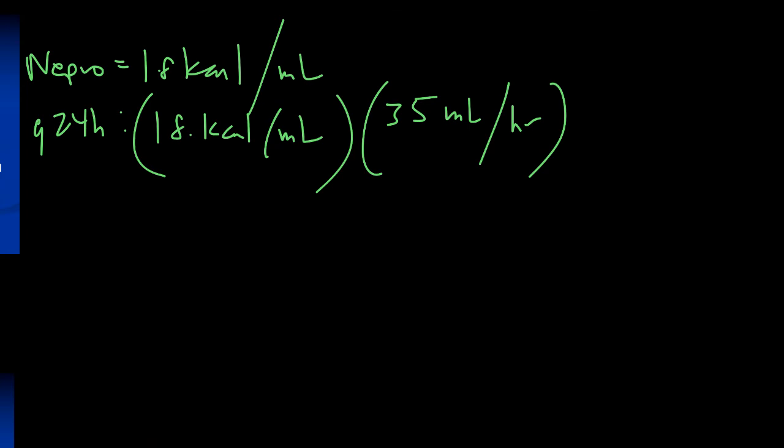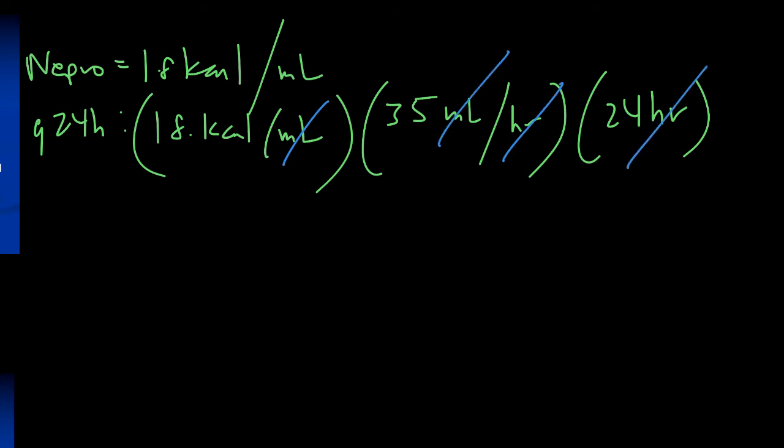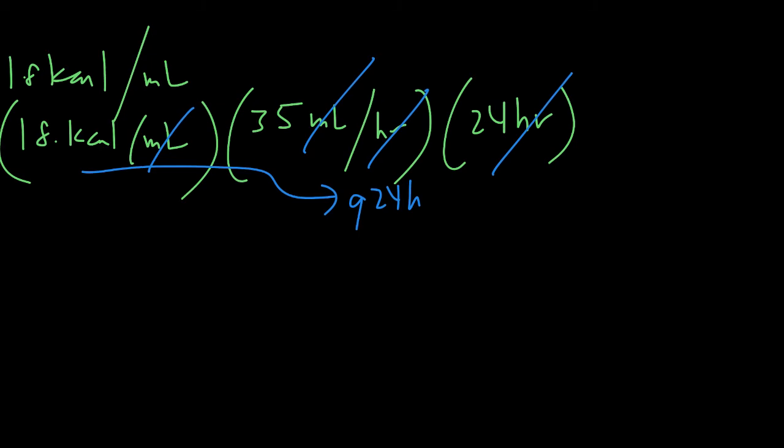times 24 hours. Why did I do that? Because I wanted it per day. So one day has 24 hours. To cancel out the units, mils cancel out with mils, hours cancel out with hours. So this is the caloric density per day. That would give you 1.8 times 35 times 24, 1512 kcals per day.